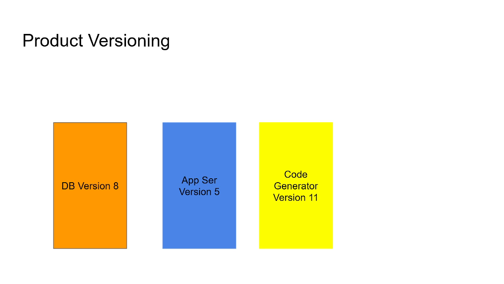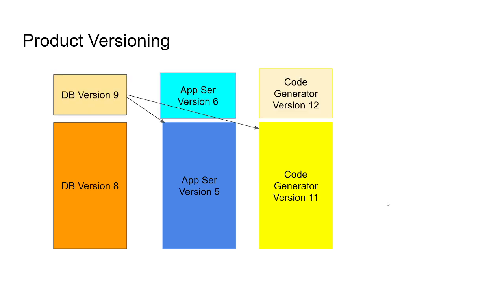Well, each one of these is made by teams of developers that are working on a new version of the product. So I kind of put those here in light colors. The database team is working on a version 9. That could be at one company. The application server team is working on version 6. That could be at another company. The code generator people are working on version 12 at a third company.